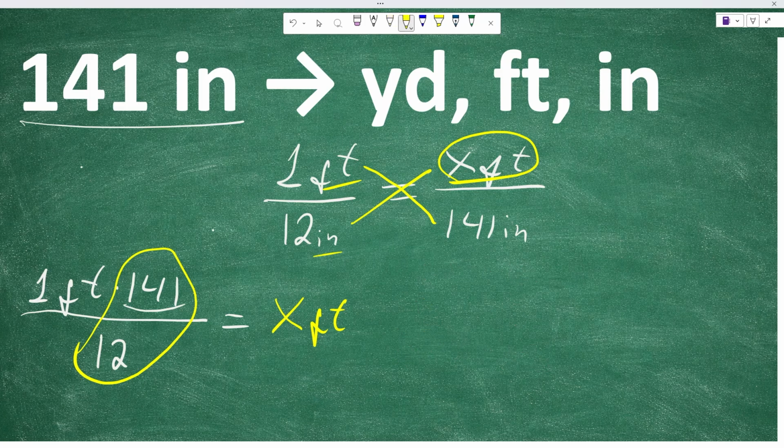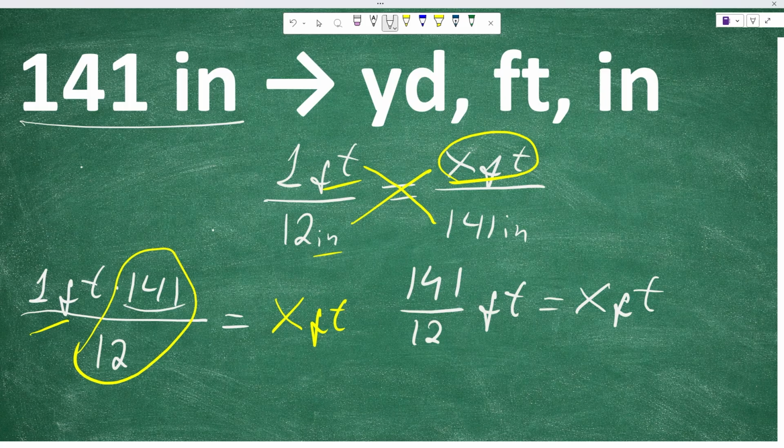Okay? Well, what does it tell us? It tells us that 141 divided by 12, and we write feet from here, because we have 1 foot. 1 foot times 141 is just 141 feet. So 141 over 12 feet equals x feet. Okay, let's check the units. We have feet here and feet here, and that's what it's supposed to be. This unit analysis tells us that we are on the right track.